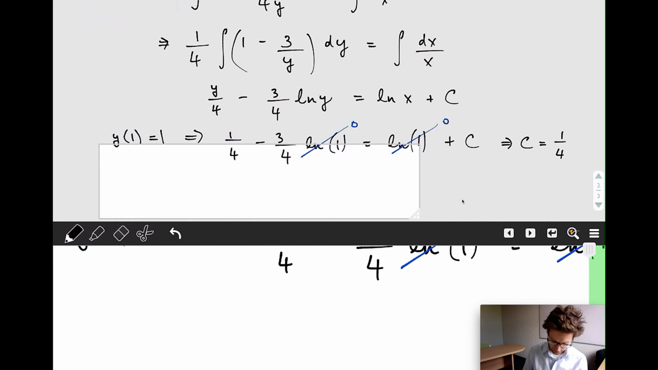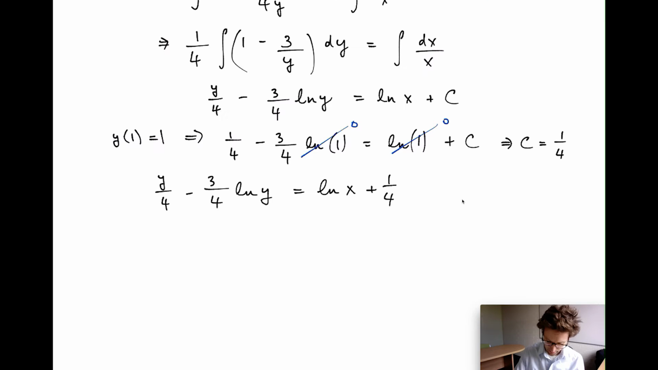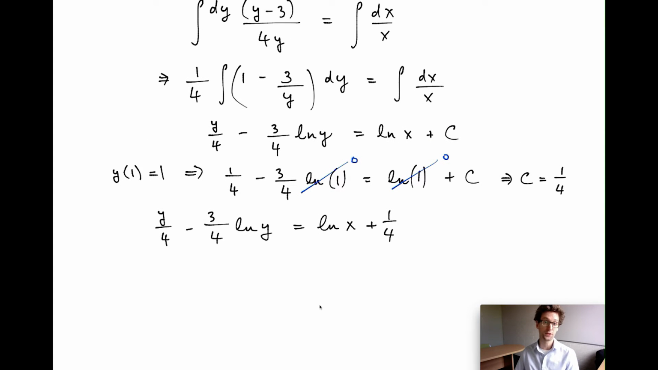So now I can write out the full solution: y over 4 minus 3/4 natural log of y equals natural log of x plus 1/4. And I can leave it at that point because I can't really simplify this expression anymore. This is my solution for y in terms of x. It's an implicit equation for y as a function of x.